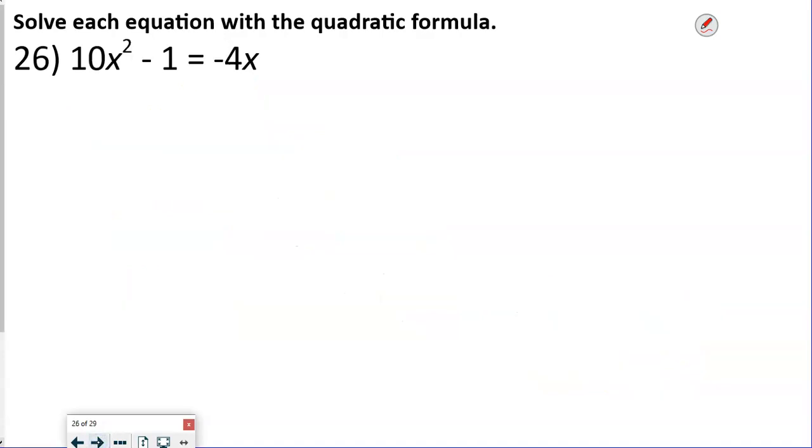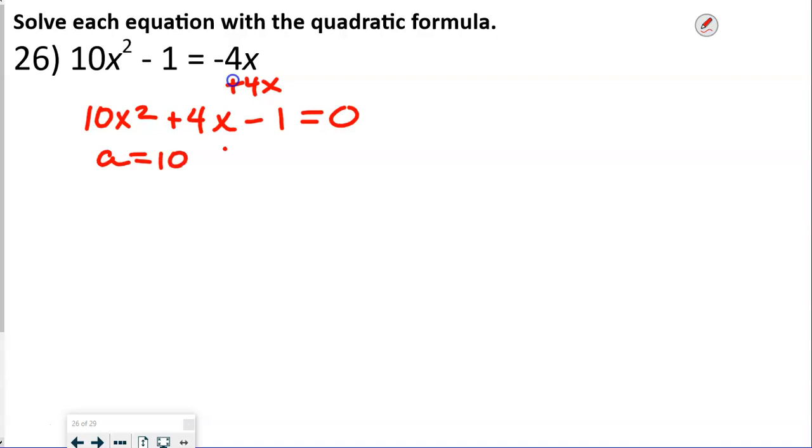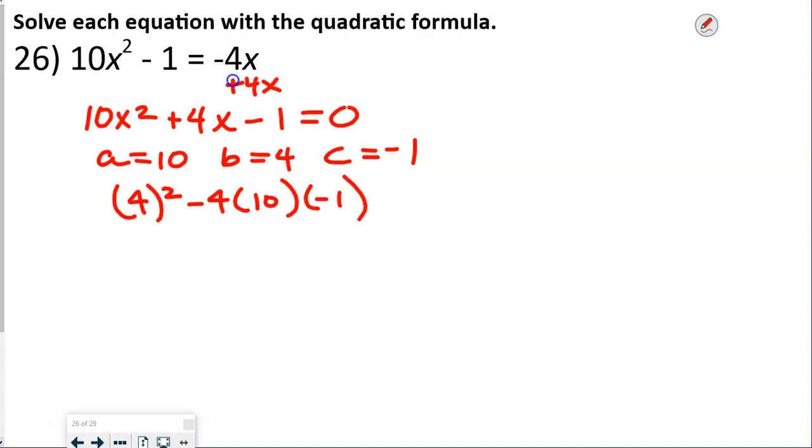Again, we've got to put this in standard form first, so we're going to put plus 4x. So we've got 10x squared plus 4x minus 1 equals 0. Pulling out our a, which is 10, our b, which is 4, and our c, which is negative 1. We're going to do the discriminant first again, so b squared minus 4ac. So 4 squared minus 4 times a times c. So I get 16. Again, we've got a minus times a minus, so that's going to be plus 40, right?